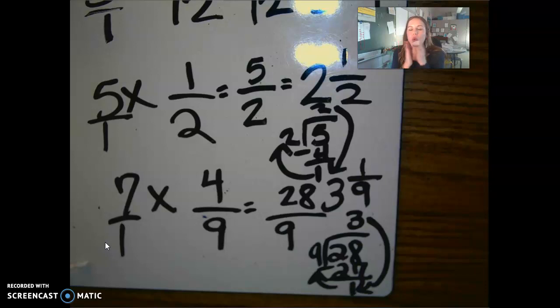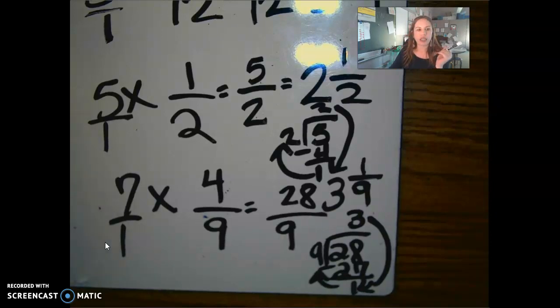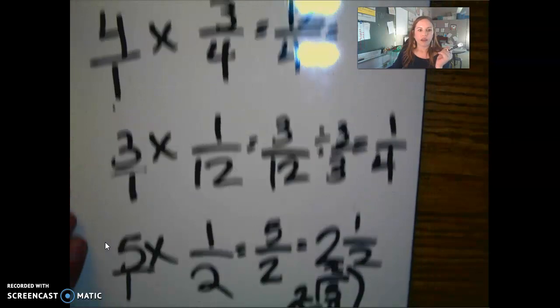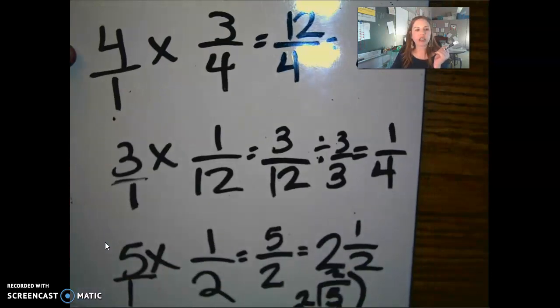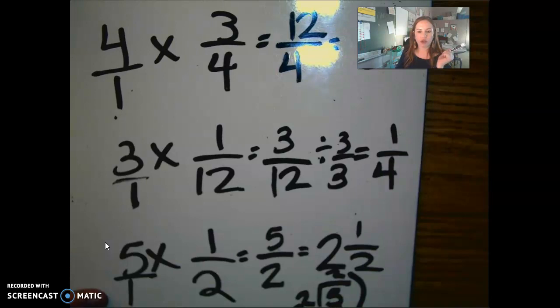Okay, y'all. So really, our only kind of problem solving here is 2 things. I need to be able to turn a whole number into a fraction. How do I do it? I put a 1 under my whole number. Just like I did. 4 into a fraction is 4 over 1. 3 into a fraction is 3 over 1. 5 into a fraction is 5 over 1.